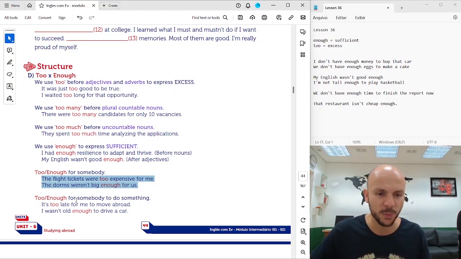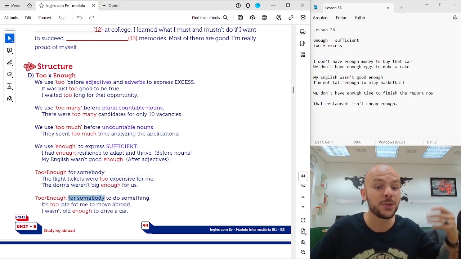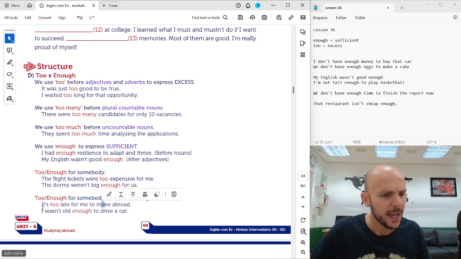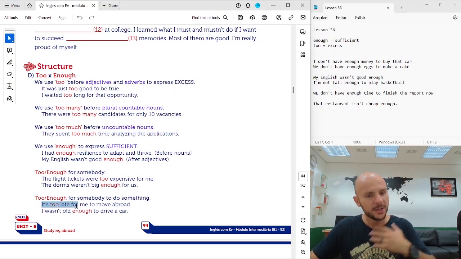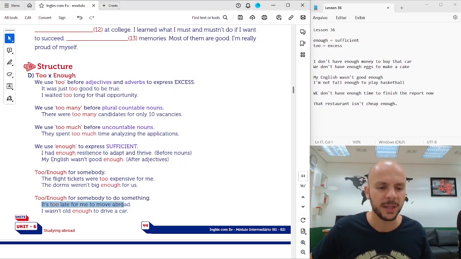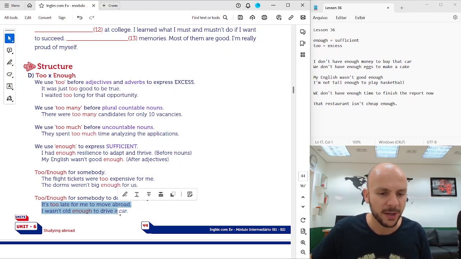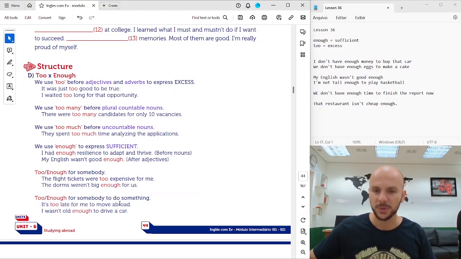And the last one, "too" or "enough" for somebody to do something. It's too late for me to move abroad, okay? I wasn't old enough to drive a car, okay? To drive a car, to move abroad, okay?